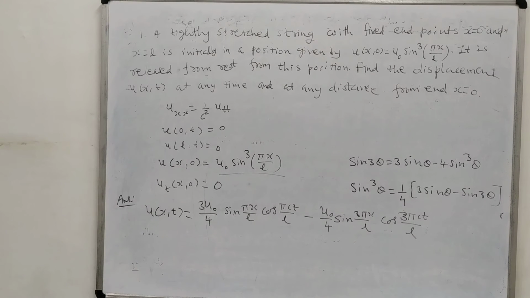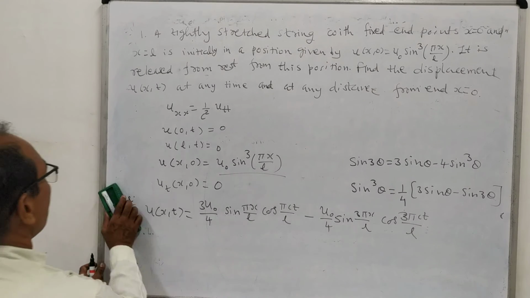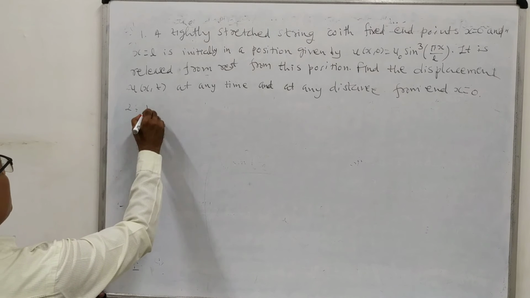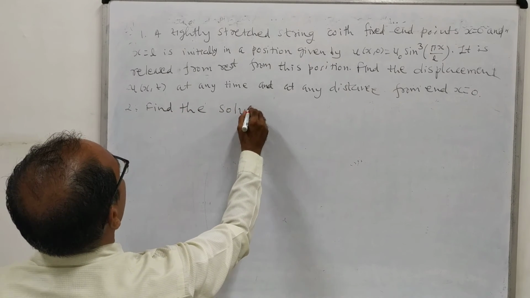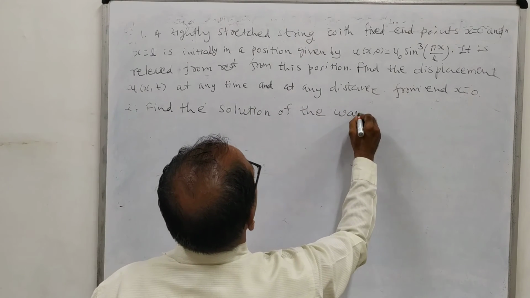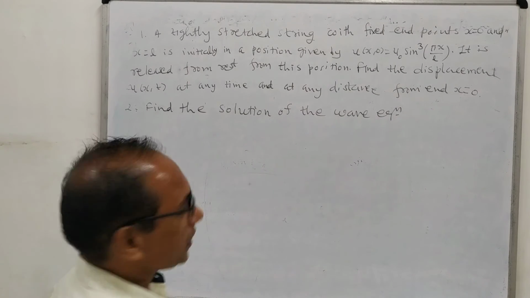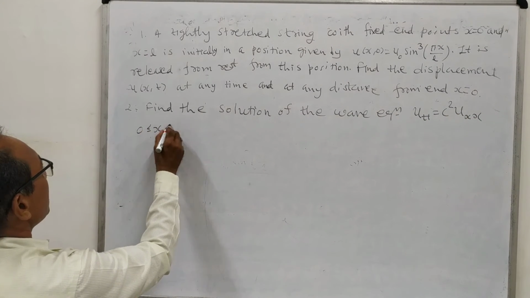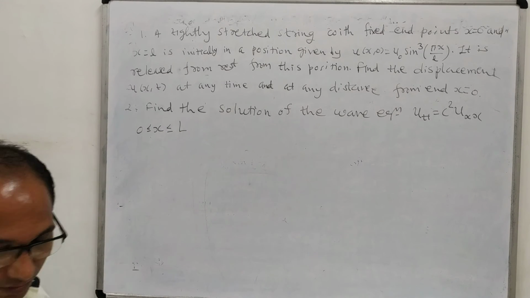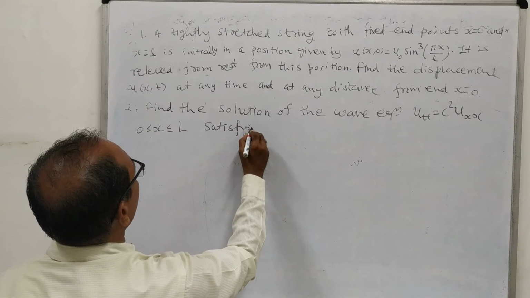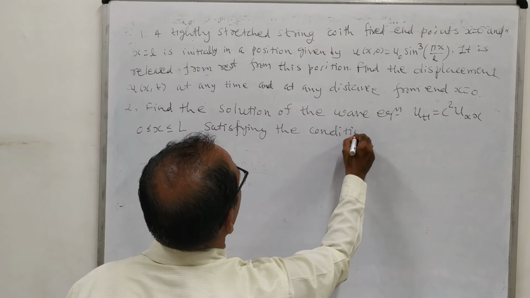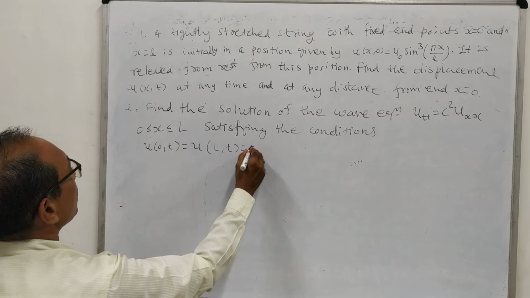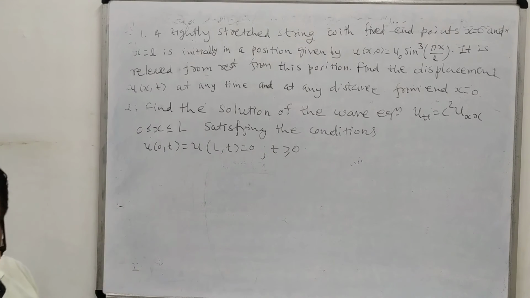This kind of example can be asked in the examination. One more example for your assignment I am giving here. Example number 2. Find the solution of the wave equation u_tt equal to c square u_xx, 0 less than or equal to x less than or equal to capital L. Here instead of small l, capital L is used, satisfying the conditions u(0, t) equal to u(L, t) equal to 0 for t greater than or equal to 0.